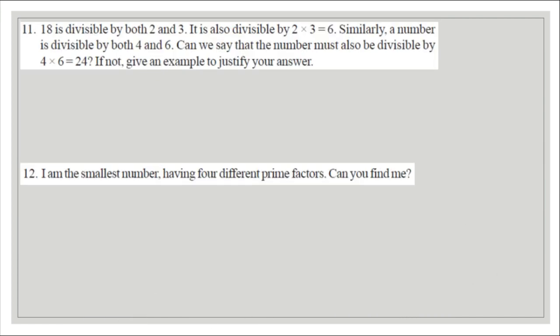Question 11. 18 is divisible by both 2 and 3. It is also divisible by 2 into 3, which is equal to 6. Similarly, a number is divisible by both 4 and 6. Can we say that the number must also be divisible by 4 into 6, which is equal to 24? If not, give an example to justify your answer.